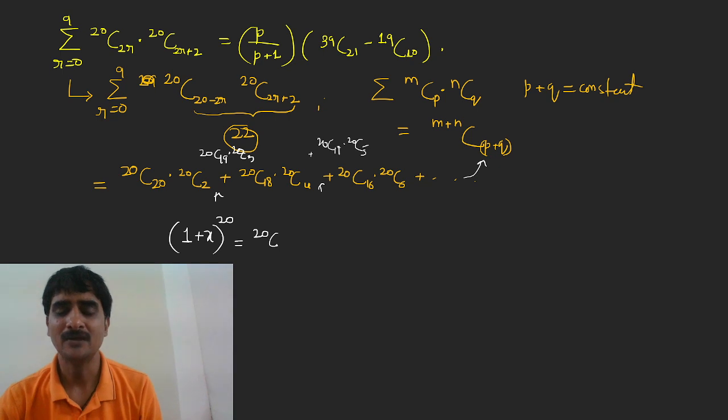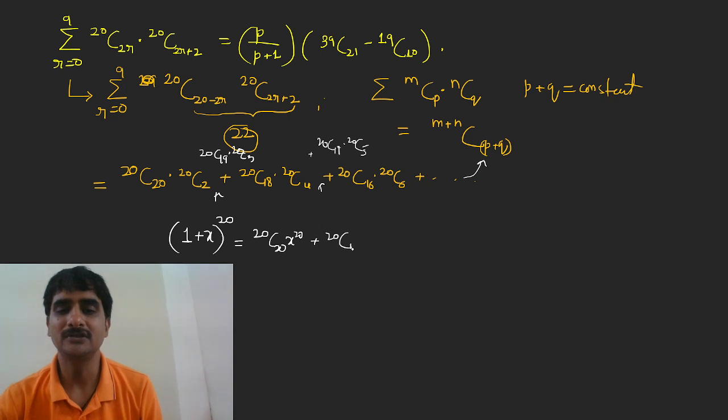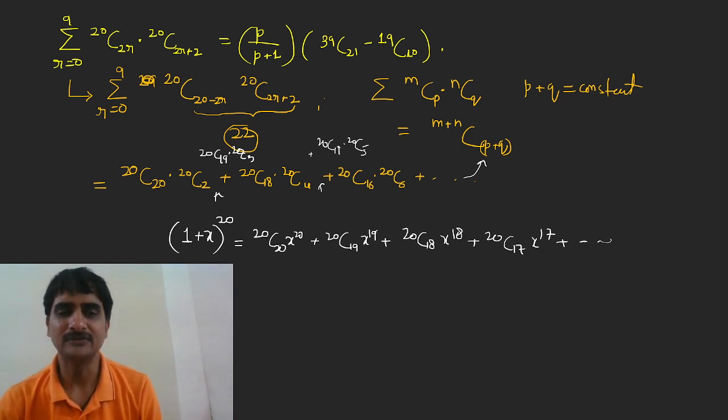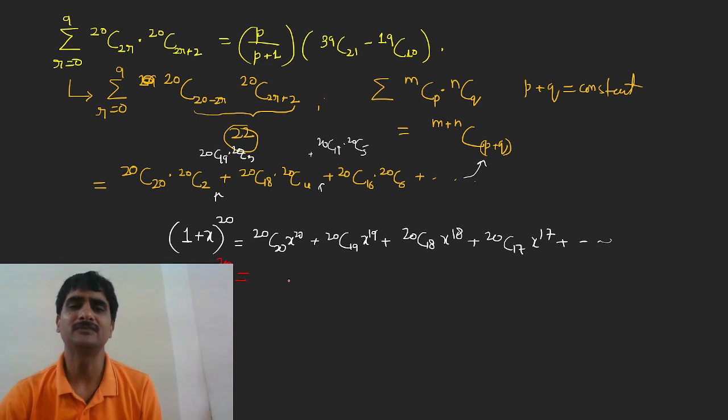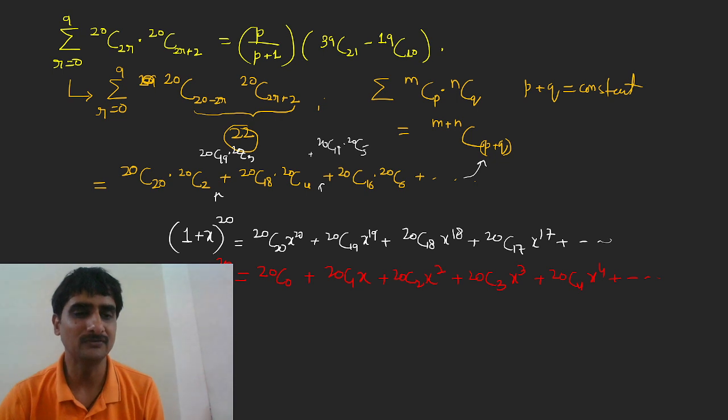20C20 x raised to the power 20 plus 20C19 x raised to the power 19 plus 20C18 x raised to the power 18. I will be writing a few more, 20C17 x raised to the power 17, and so on. Now you should write here the expansion for, again I'm writing the same thing, (1 plus x) raised to the power 20. Doesn't matter if you write x plus 1 or 1 plus x, it is the same thing. What matters is the way we need to collect the terms. 20C0 plus 20C1 x plus 20C2 x square plus 20C3 x cube, 20C4 x raised to the power 4, and so on, plus 20C5 x raised to the power 5, and so on.